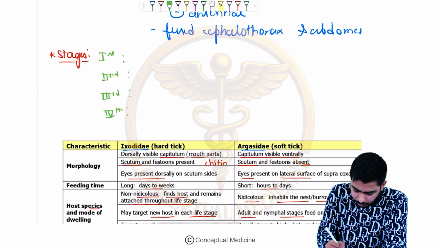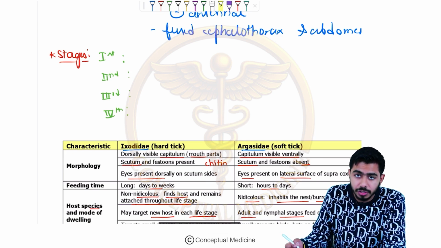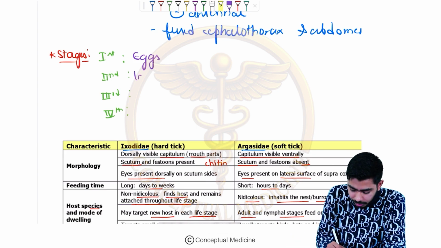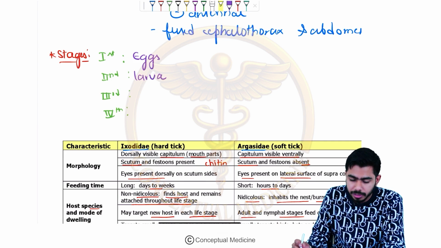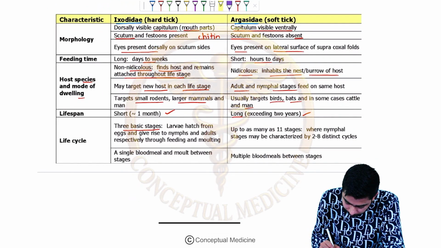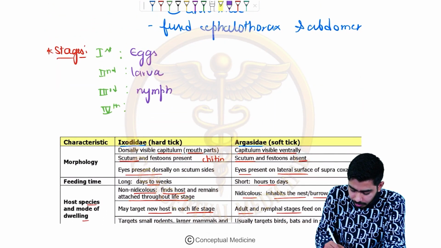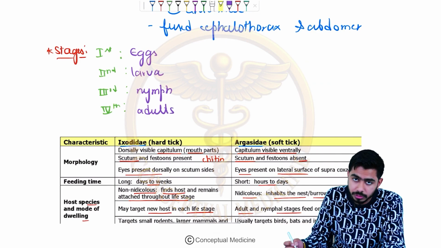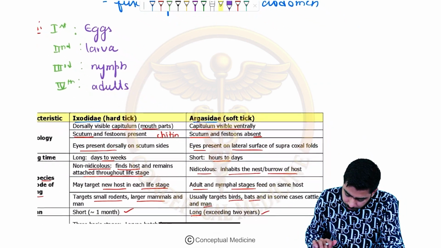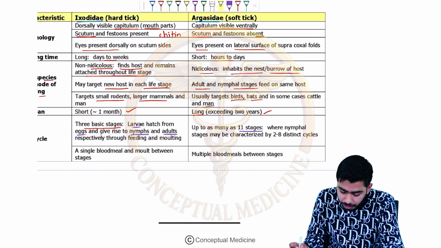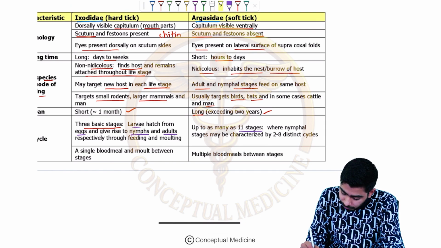Very easy. First stage, say with me: first stage will be the eggs, right? After that, the larva will hatch out. After that, there will be the nymph, as you can see over here. Eggs, then larva, then nymphs, and then adult. So the nymph, and then the fourth stage will be adults as far as the life cycle is concerned, right? If you talk about the soft tick, there could be 11 stages. So it is really long as far as the soft tick is concerned, where the nymphal stages may be characterized by 2 to 8 distinct cycles, right?